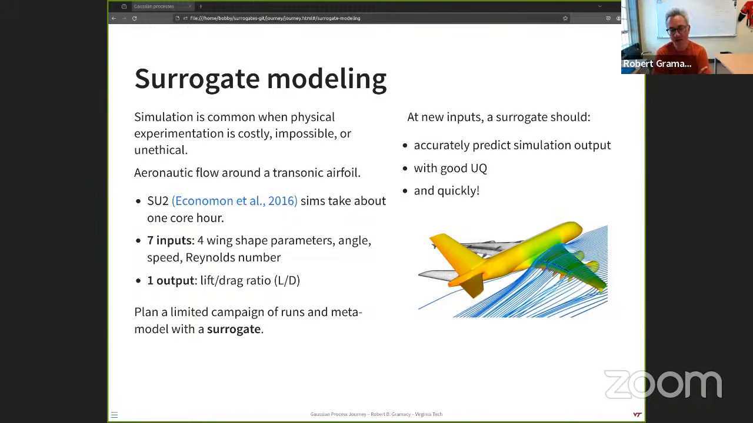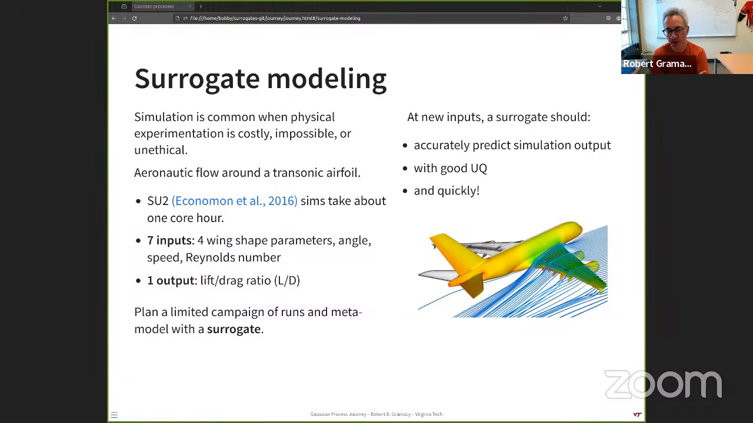So by the end of the talk today, I'm going to tell you about a computer experiment that we used a surrogate model for that comes from aeronautics. So there's a simulation engine called SU2, which simulates the flow around an airfoil. And the simulations take about 1 core hour to run, depending on the input configuration. And the inputs that we're going to study have 4 shape parameters for a wing, and then environmental parameters like the angle and speed that the aircraft is flying at. And we're going to study an output that's the lift over drag ratio.